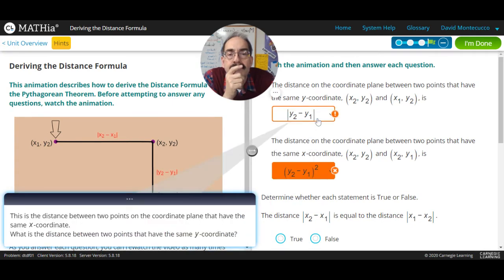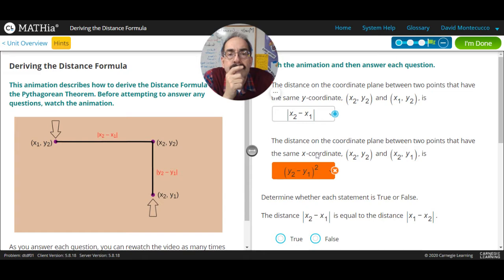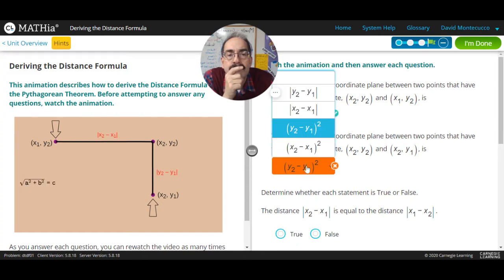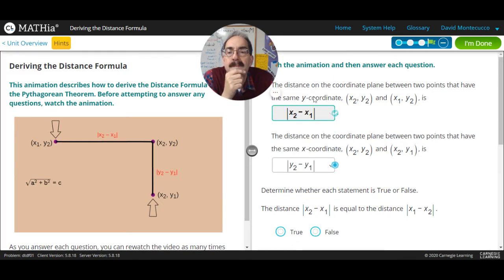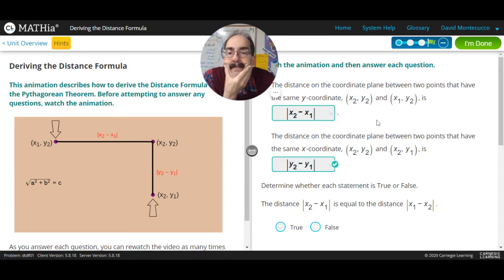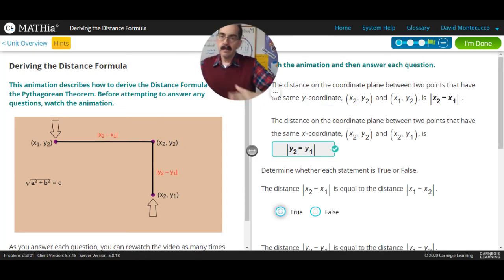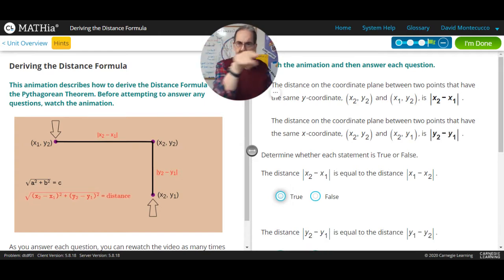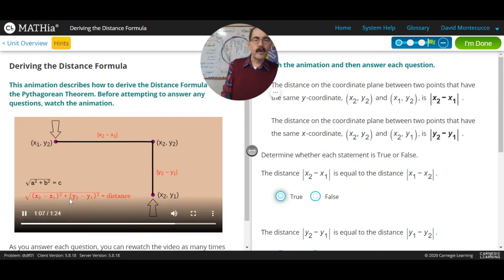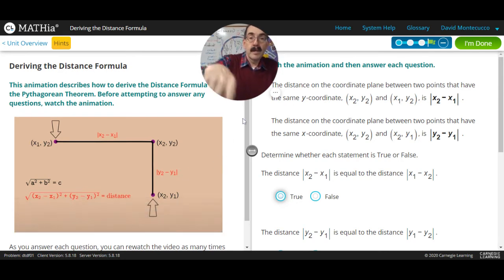The Pythagorean Theorem tells us that a squared plus b squared equals c squared, or the square root of a squared plus b squared is equal to c. Now remember that. So the square root of the quantity x sub 2 minus x sub 1, squared, plus the quantity y sub 2 minus y sub 1, squared. I know it looks weird, but that's what we've been doing: the distance, the hypotenuse, which is c. We take one value minus the other, square them, add them, and take the square root. All of this is the distance formula, okay?